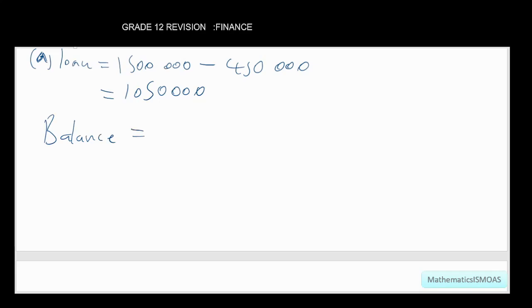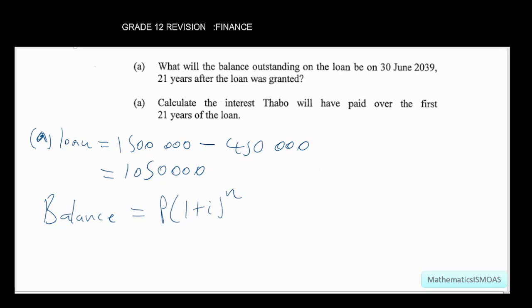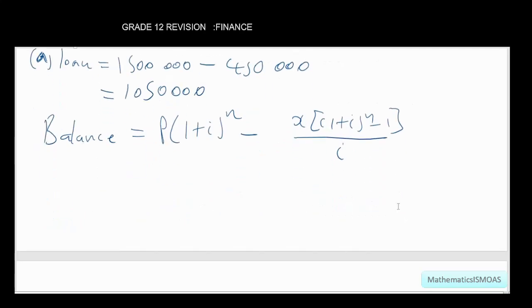Balance outstanding will be equal to P(1+i)^n, which is the compound increase, minus x[(1+i)^n - 1]/i, which is the future value. Meaning you take the formula for compound increase and then from it you subtract the formula for future value annuity.